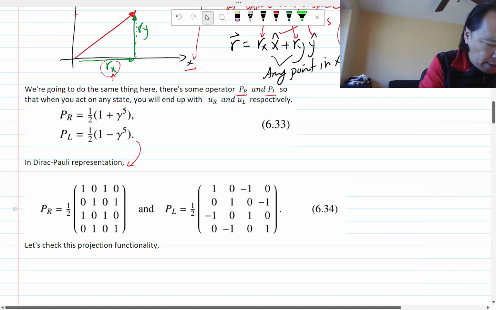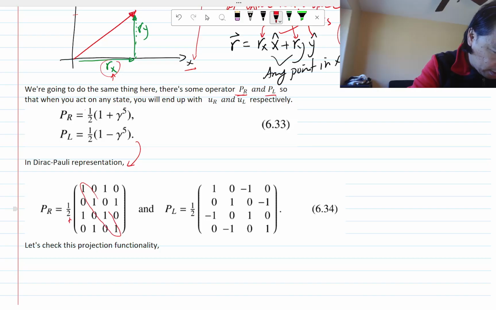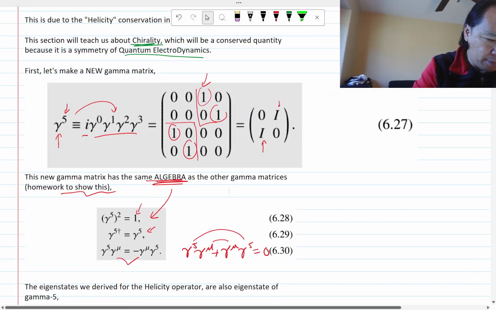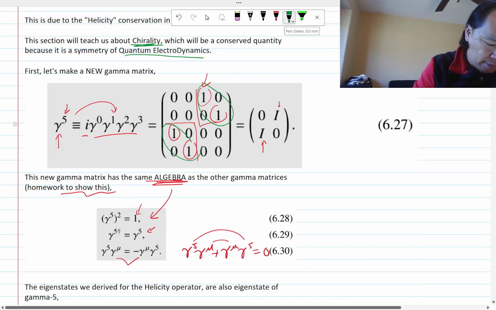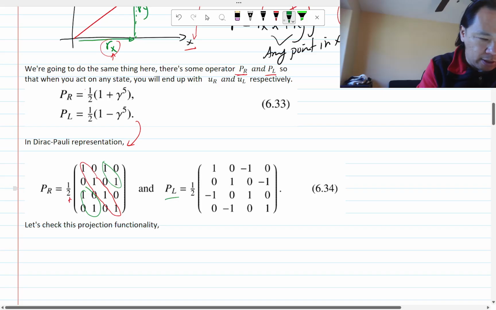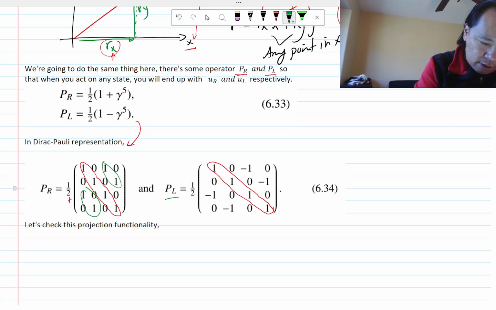Okay. PR is going to be 1/2 because of the 1/2 in front, and it's going to be basically the identity matrix plus gamma 5. So the red is the identity, the green are the gamma 5s, because gamma 5 is up here. Same thing. PL, well, guess what that is? You have the identity matrix, and then you have negative gamma 5.